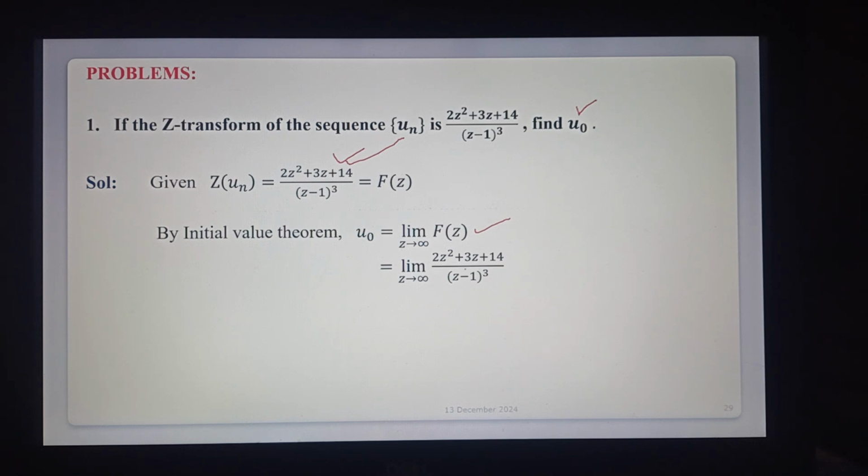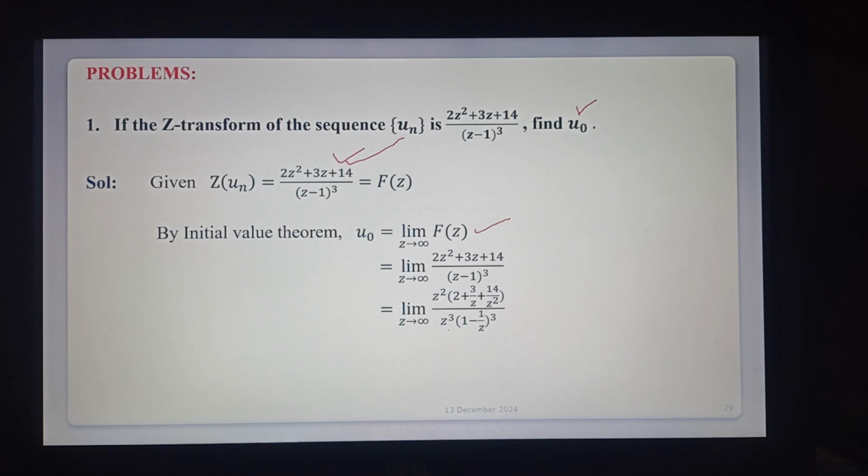(2z square plus 3z plus 14) by (z minus 1) whole cube. So that is equal to limit z tends to infinity. How do we find the limit as z tends to infinity? We have to take the common highest power of z in the numerator and the denominator. In the numerator, z square is common; in the denominator, z cube is common. Okay?